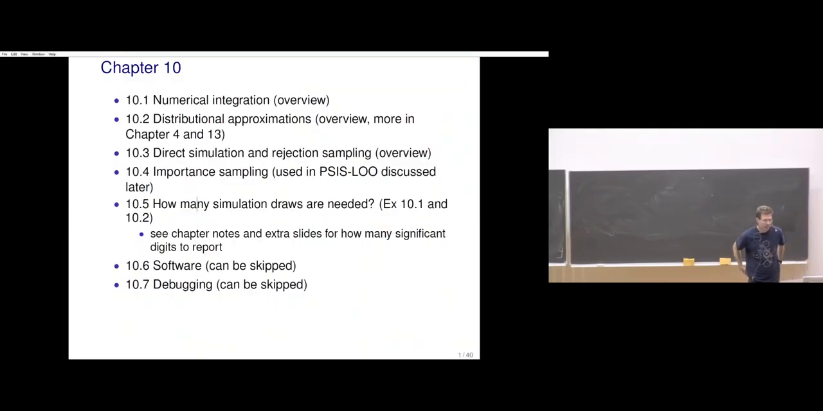Okay. So now we are jumping from chapter 3 to chapter 10, because then it makes the computations easier when we go to hierarchical models in chapter 5 and so on. And then in chapter 10, the most important thing is this: how many simulation draws are needed.